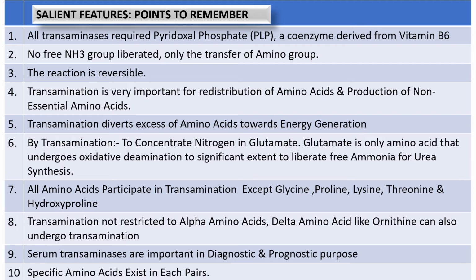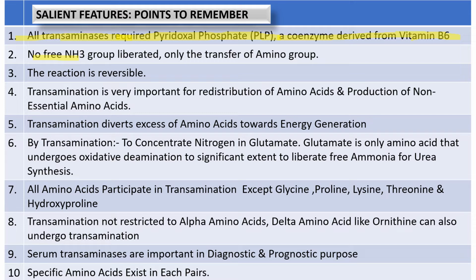Now, what are the salient features of transamination? The first one is that all transaminases require pyridoxal phosphate, PLP is a must, and it is a coenzyme which is derived from vitamin B6. So this is the first feature.